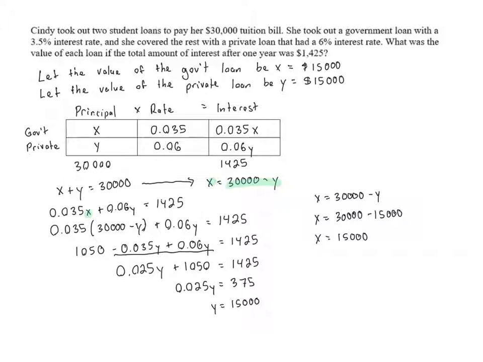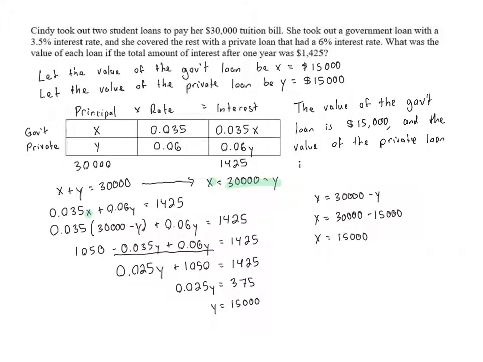We were asked what was the value of each loan, so we can write the value of the government loan is $15,000, and the value of the private loan, in this case, is also $15,000. And that's our final answer.